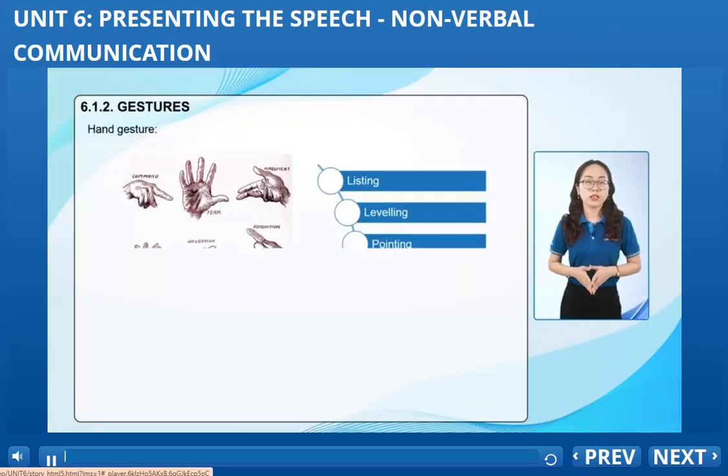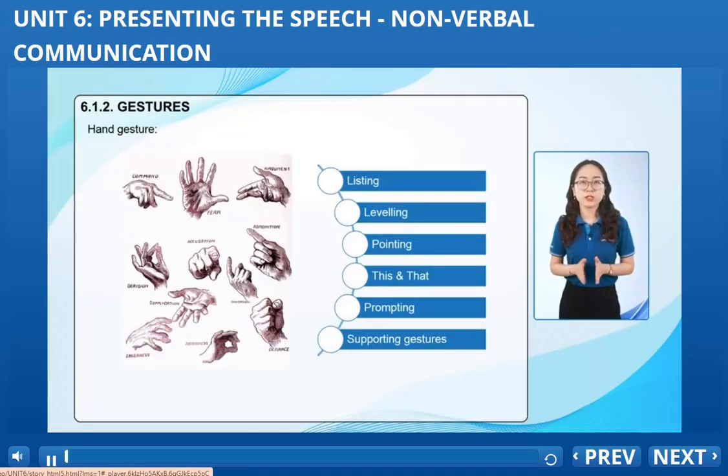So next one, let's look at the gesture. I want you to click on the video link and see how to do the below purposes. For example, how to list, how to level things, how to point, how to show this and that, how to prompt, and how to support by other gesture.